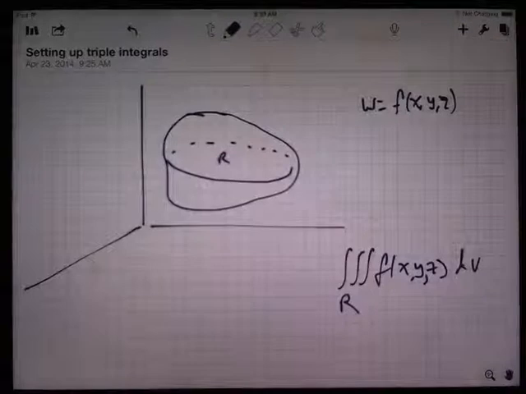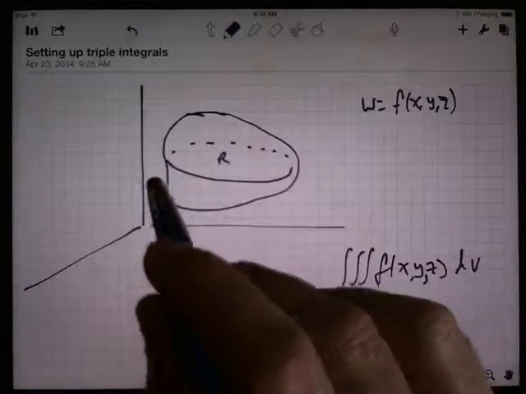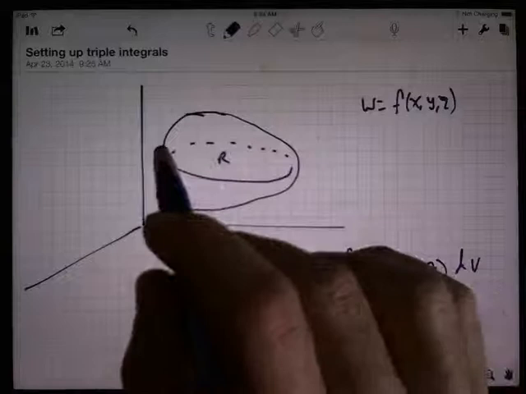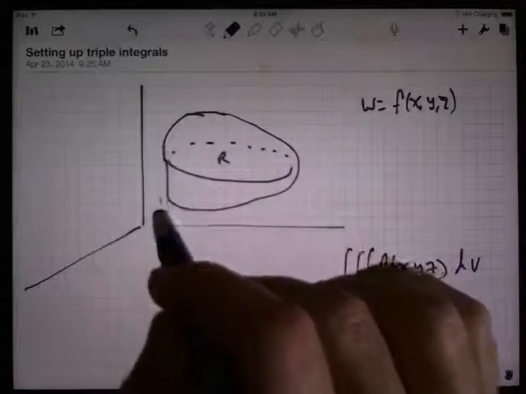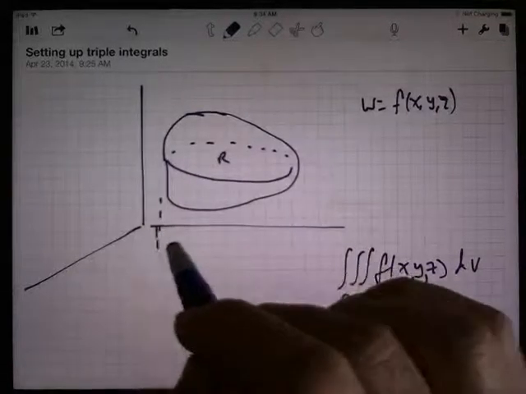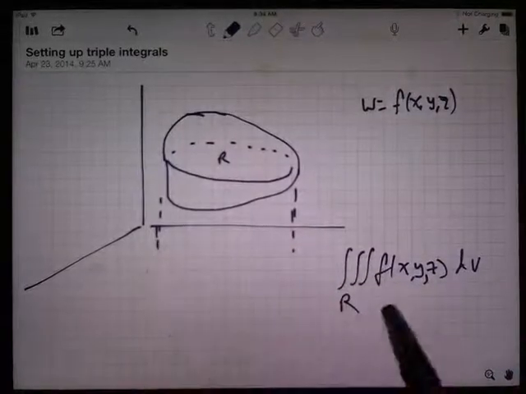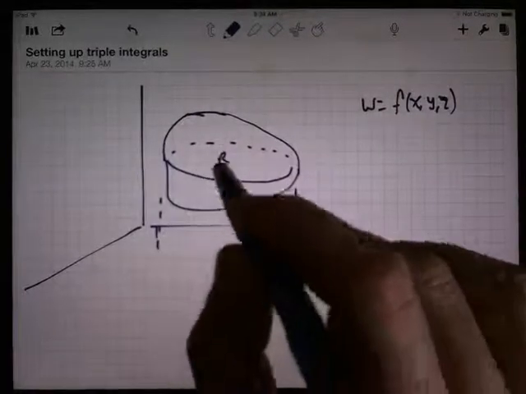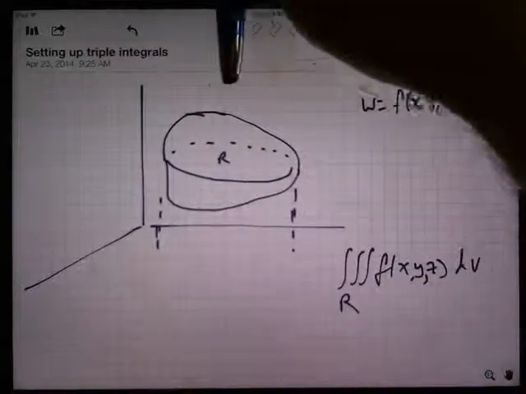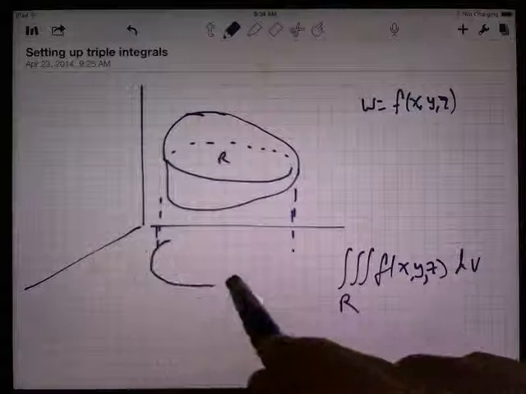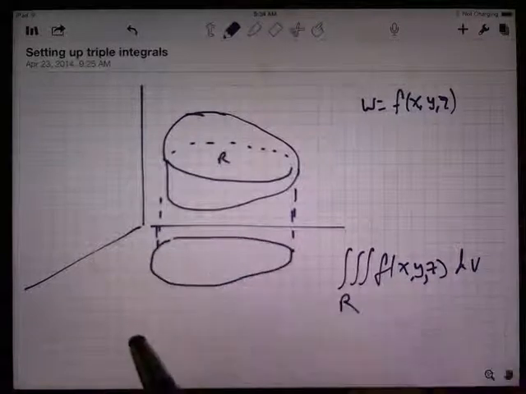Okay. Now we're going to set it up as an iterated integral, so we're going to do one variable at a time. And essentially what we have to do is look at how this thing projects down to each of the coordinate planes and then make our decisions accordingly. So if I just took a light above it and shined straight down onto the xy plane, what would the shadow of this region look like?